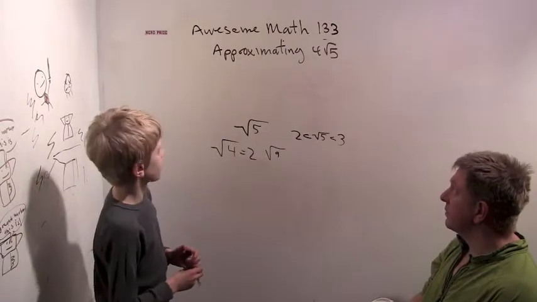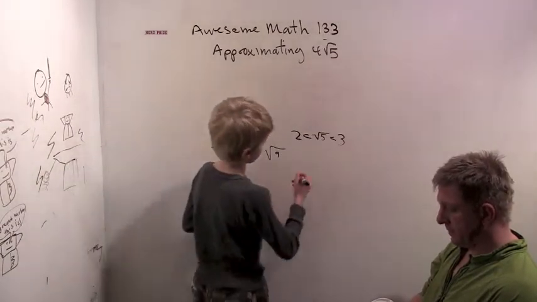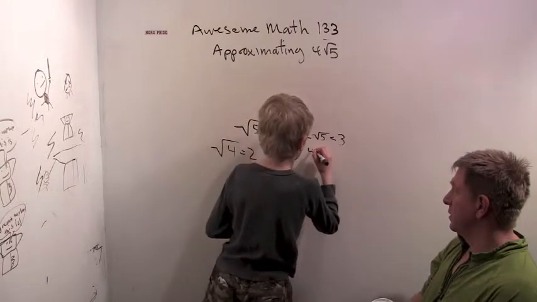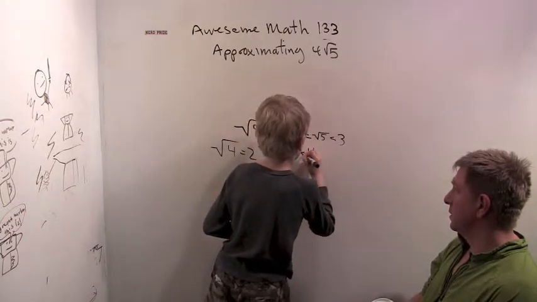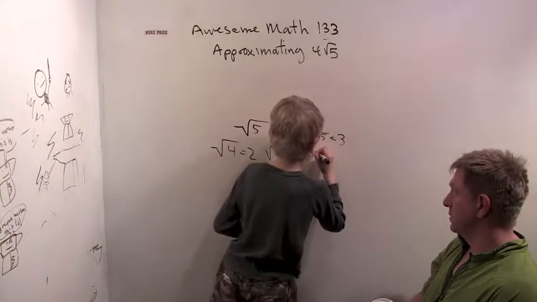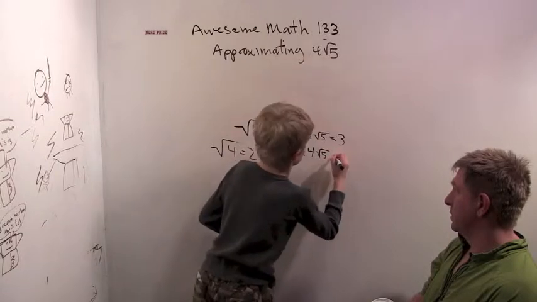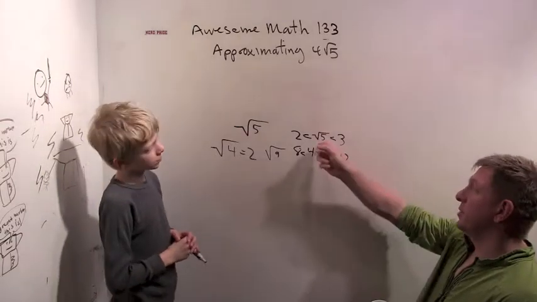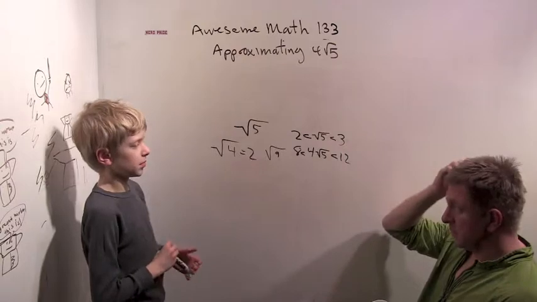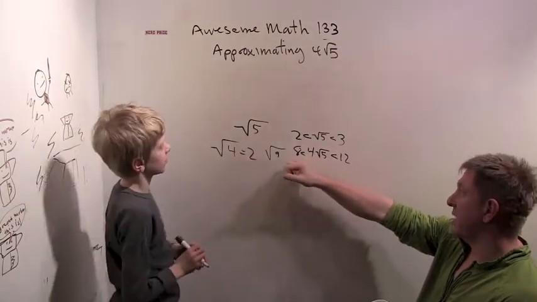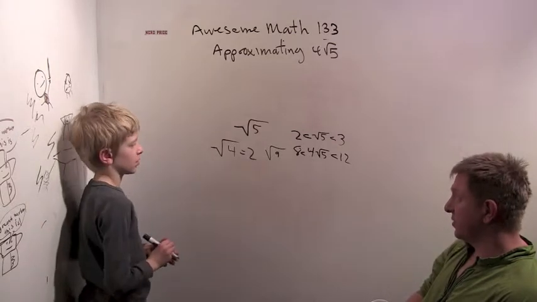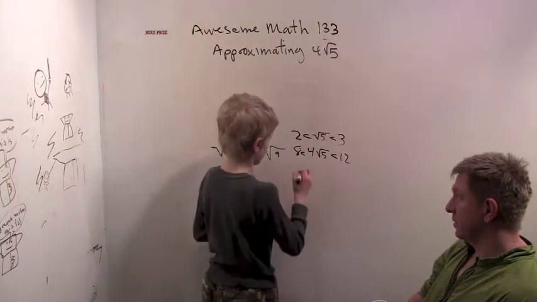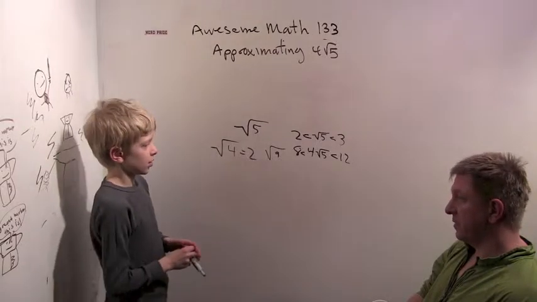So now we have to approximate 4 times the square root of 5. So 8 is less than 4 times the square root of 5, which is less than 12. Because we knew where the square root of 5 was, between 2 and 3, we knew where 4 times the square root of 5 was. It was between 8 and 12. So what are the possible integers that could be the closest integer to 4 times the square root of 5? Well, some of the possible ones could be maybe 8 or 12. What are all of the possible ones?